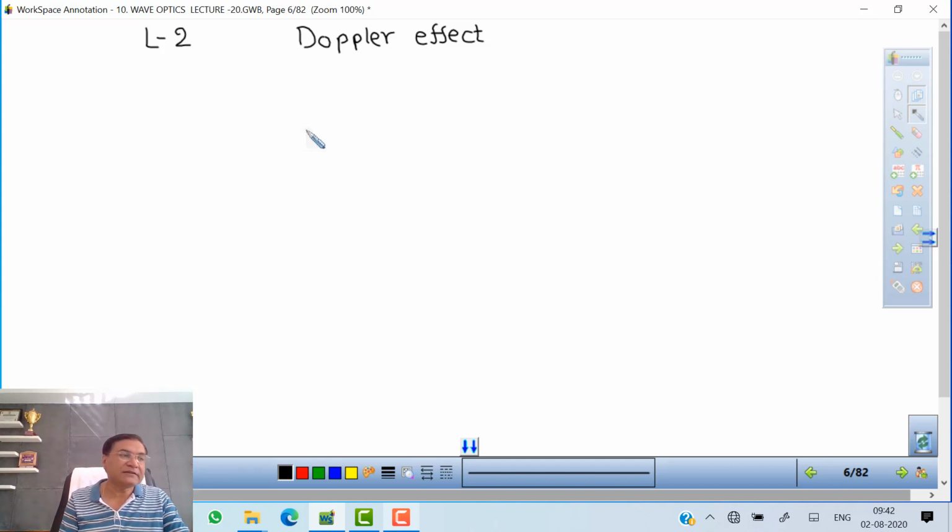Here we are going to talk about optics. So we are talking about the Doppler effect for visible light. It is a very important tool to find whether celestial objects, stars, are going away from us or approaching us. We can find out whether a star is moving away or coming closer.